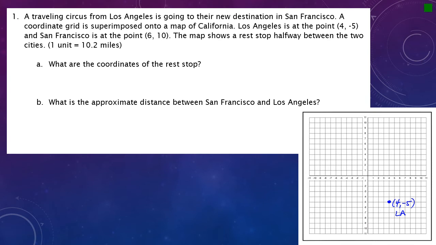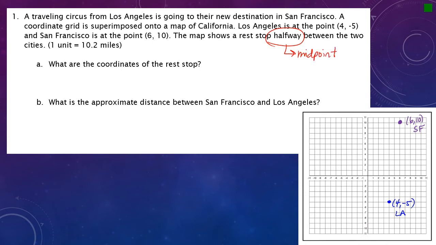And San Francisco is at the point 6, 10. So right 6, up 10. So this is San Francisco. The map shows a rest stop halfway between the two cities. So part A asks us to find the coordinates of the rest stop. So the key word here is halfway. Halfway means we're talking about midpoint.